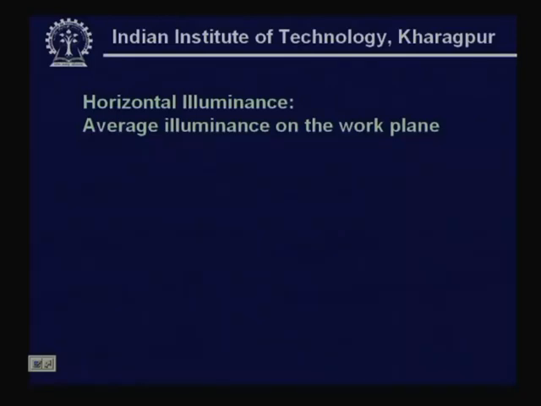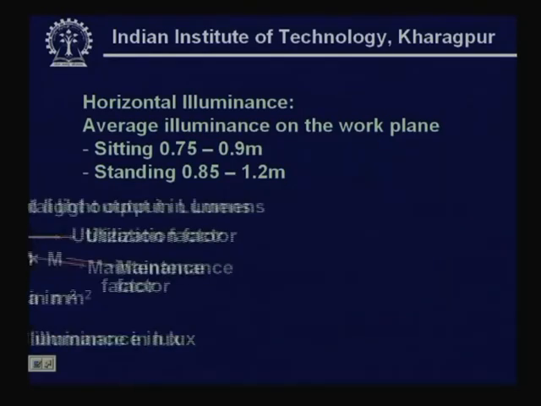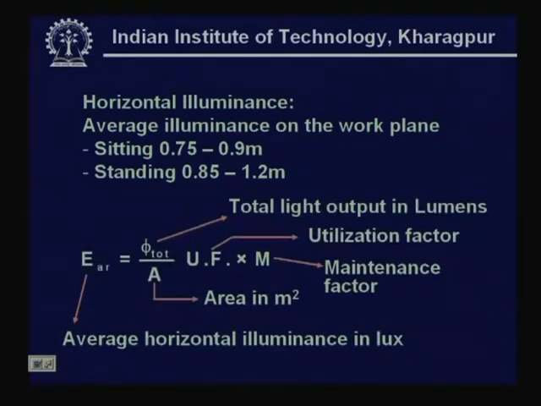So we try to have the average illuminance on the work plane. We've already seen, we talk about the uniformity ratios, we talk about the average illuminance required. So as I was telling you, you talk about the work plane. If you are working at a table, sitting, the distance from the ground could be 0.75 to 0.9 meters. On the other hand, depending on the height of the person, when you're working standing, it could be 0.85 to 1.2 meters. So how do we do?